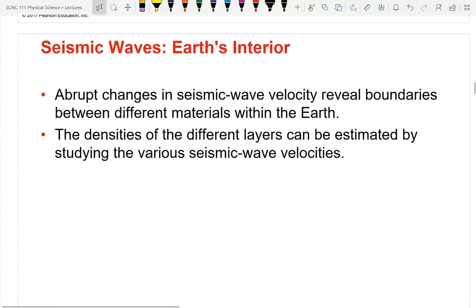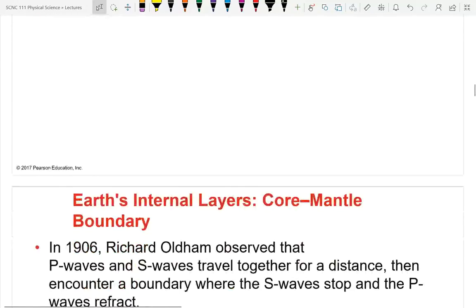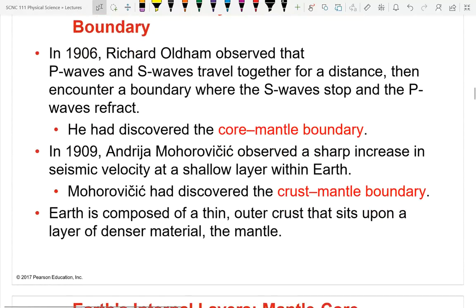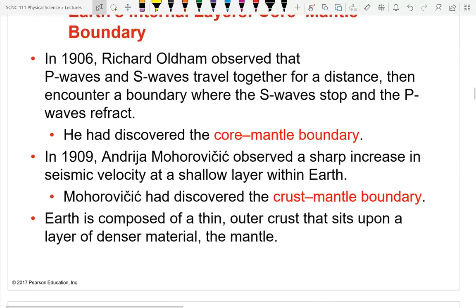And I'm not going to go to the video. This here is kind of interesting. I like to look at the dates. In 1906, some dude, we'll just call him Richard. He's got the name Oldham there. He observed that the waves travel together for a distance and then encounter a boundary where the S waves stop and the P waves refract.